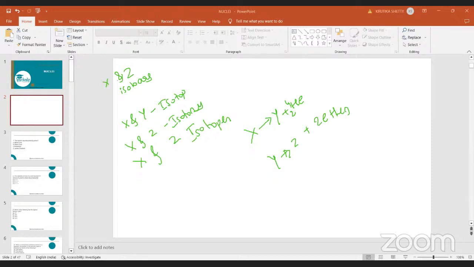The reaction is given here. They are asking what the relation is between X and Z or Y. X and Z are isobars, X and Y are isotopes, X and Z are isotones, X and Z are isotopes. Which one is correct? Is the question clear? Question A or D? It is D, students. D is right here. X and Z are isotopes.